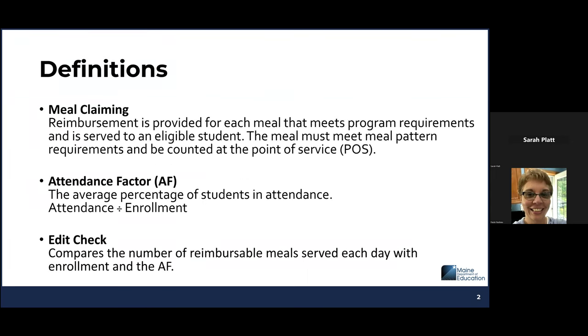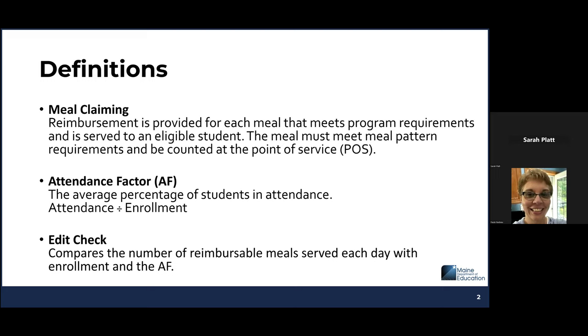Before we begin, I wanted to review some key terms that will be used throughout the presentation. When we talk about meal claiming, this is when reimbursement is provided for each meal that meets meal program requirements that is served to an eligible student. The meal must meet meal pattern requirements and be counted at the point of service, or POS.